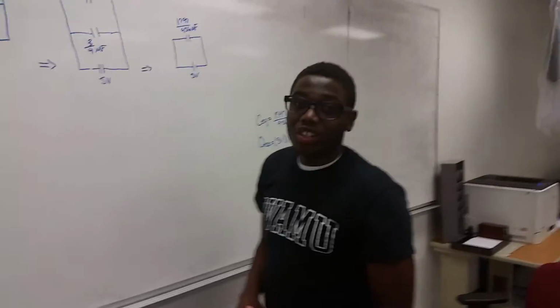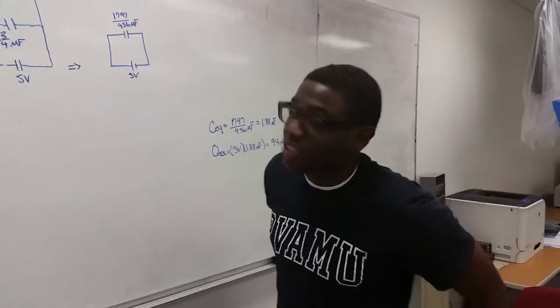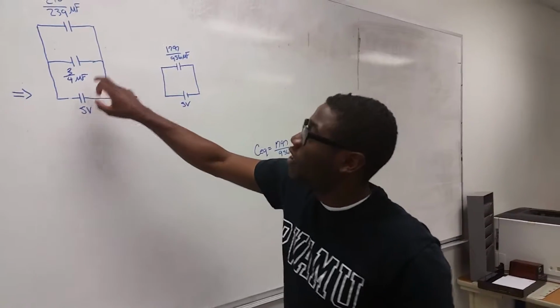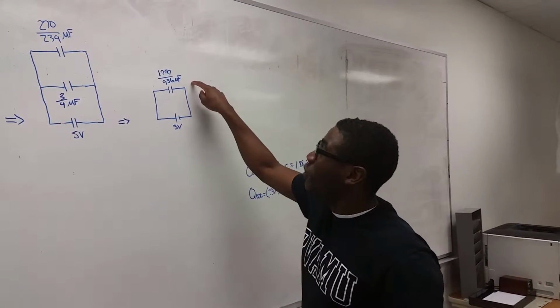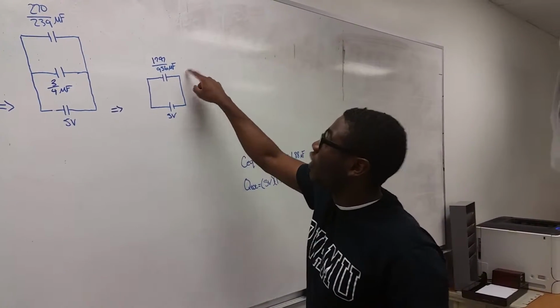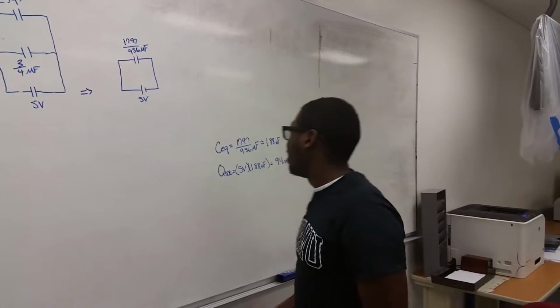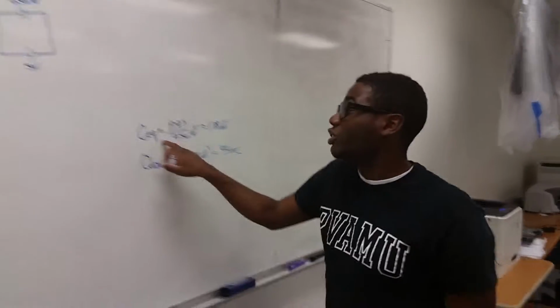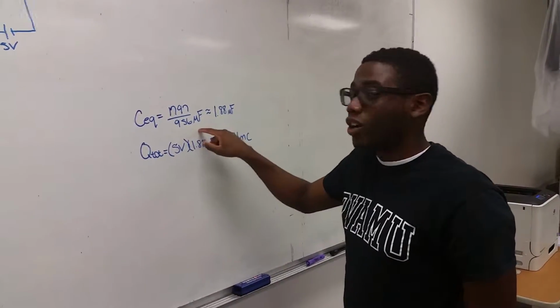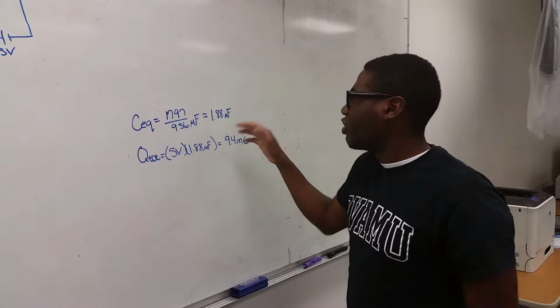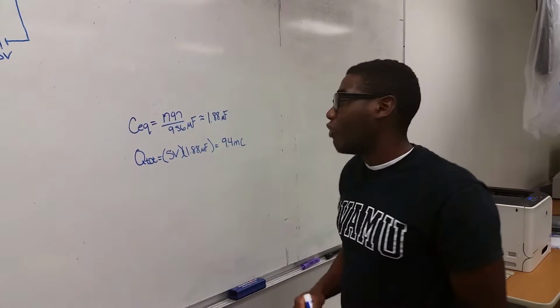So to get your CEQ, the equivalent capacitance of the circuit, you would add 3 over 4 plus 270 over 239, and you would get 1,797 over 956 microfarads. So right here, CEQ is equal to 1,797 over 956 microfarads, which is approximately 1.88 microfarads.